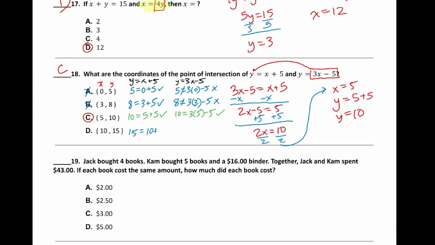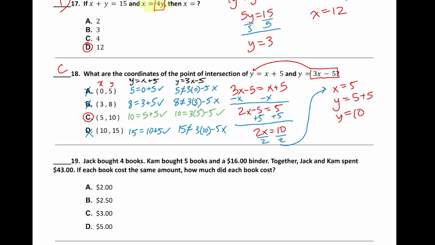15 is 10 plus 5. Yeah, but 15 is not 3 times 10 minus 5. 30 minus 5 would be 25, not 15. So you can see that, even if you're not sure how to work this problem out algebraically, as long as you know that you can use the answer choices to your advantage, you can still get a bunch of these right.